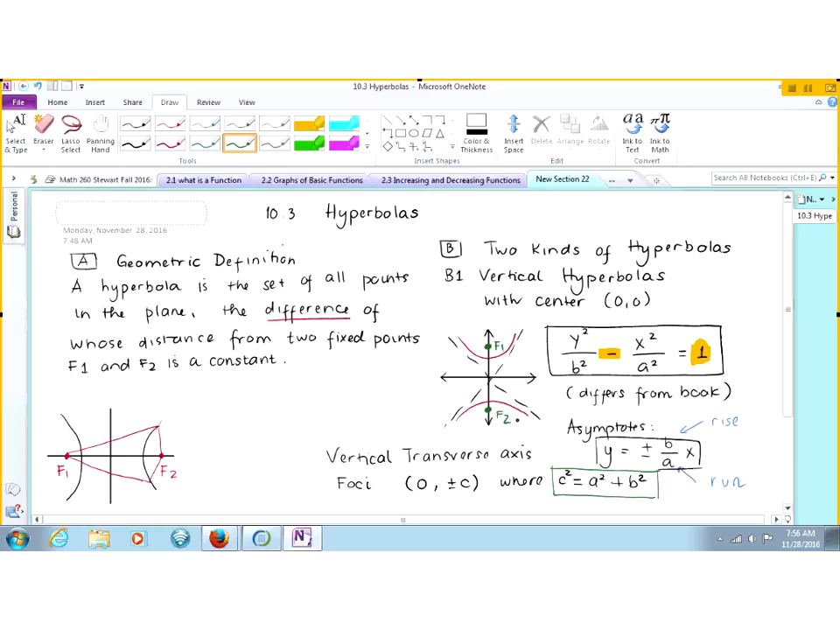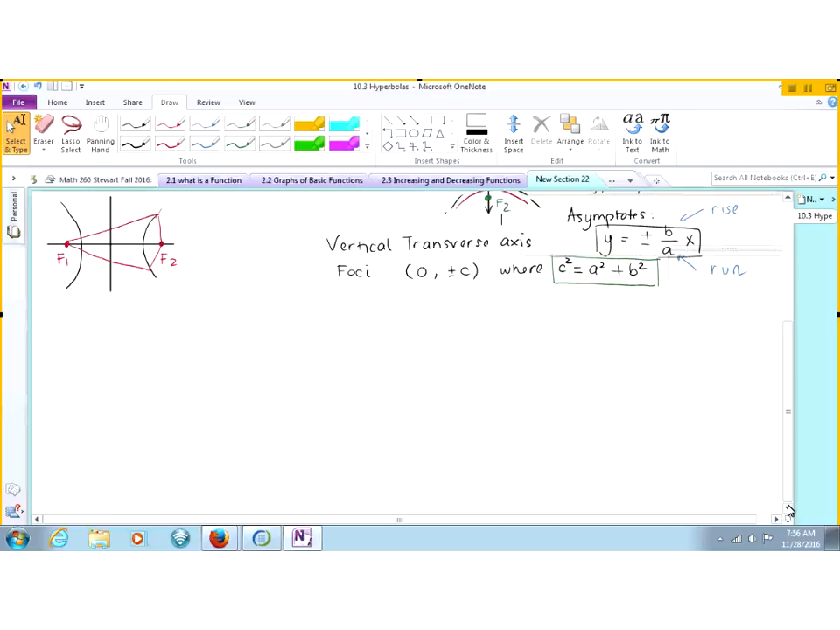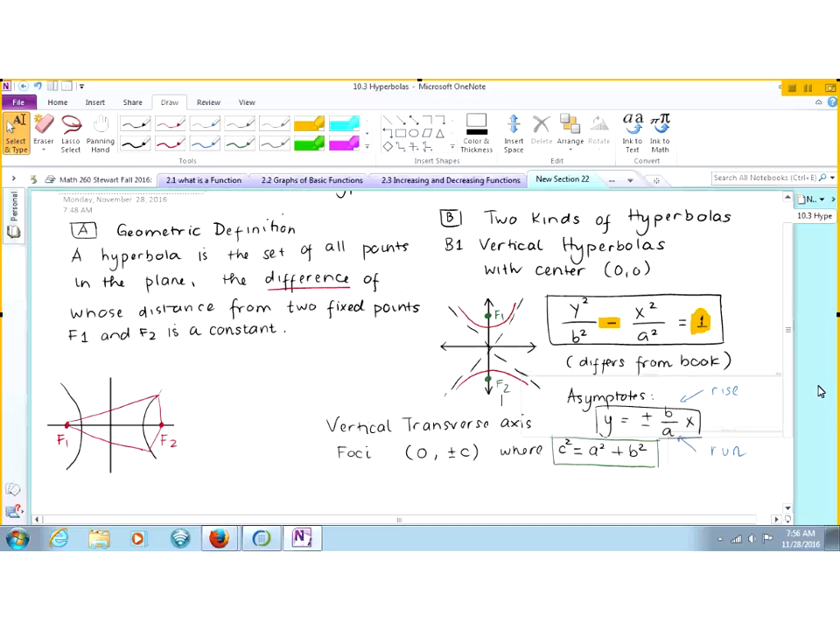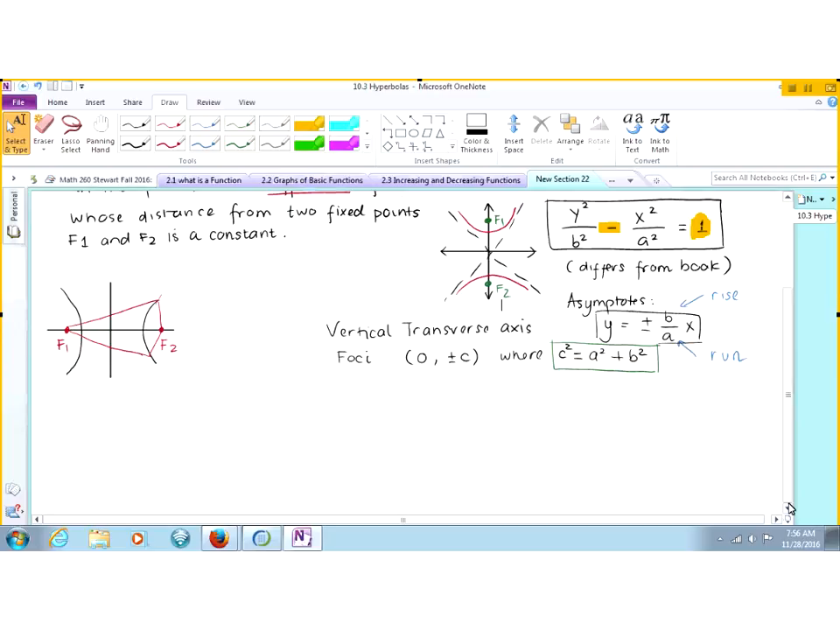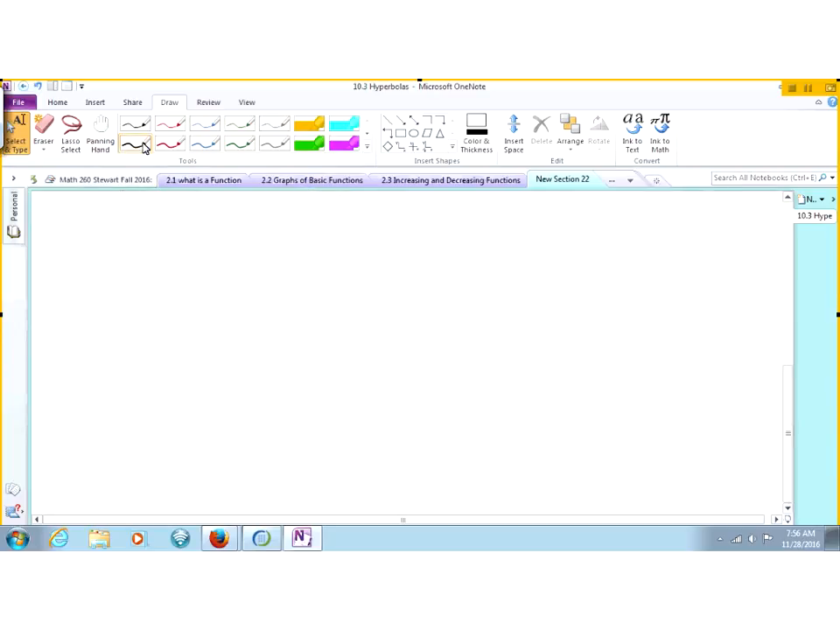Now, I'm going to graph the horizontal hyperbola, and then you will see the difference in the equation. Are you guys ready? All right. So the second one is B2, horizontal hyperbola.